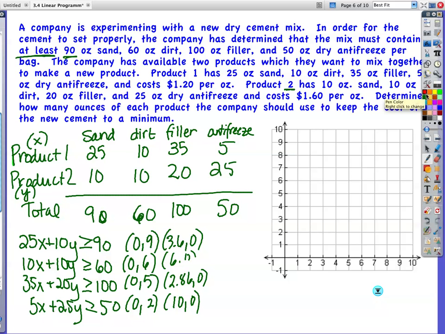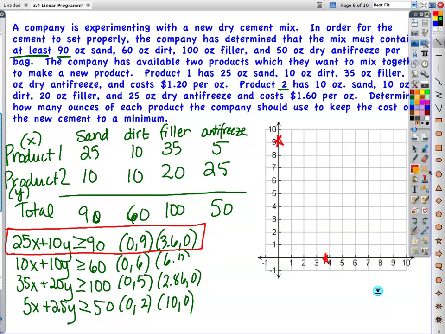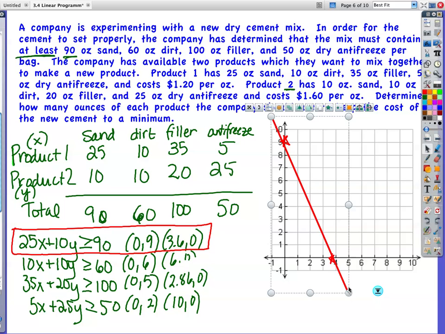And once again, if you don't have colors, feel free to use different symbols. So like here, I'm going to use a star, 0, 9. All right, 3.6 is right about here, 0. So I'll put there, and I make my line. Okay, and I want this red. I think this will do it here. Oops, red. Nope. Try again.